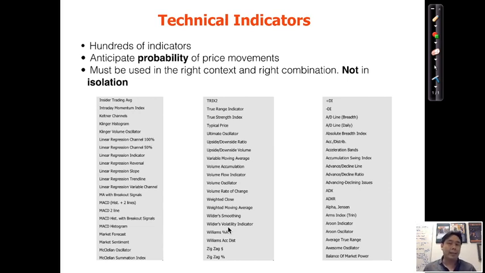And what are these indicators? These indicators are, by nature, all lagging indicators. What it means is that they are calculated based on historical price data. Okay, so there's no indicator that can predict where price is going to go. It just gives us a probability of anticipated price movement based on historical data.